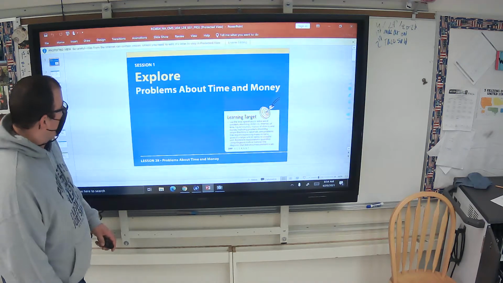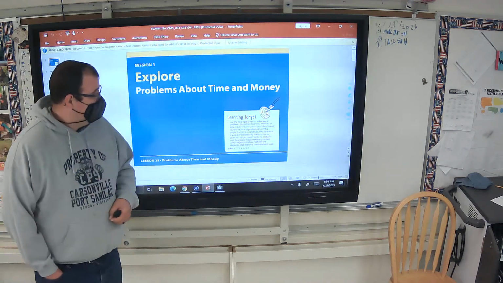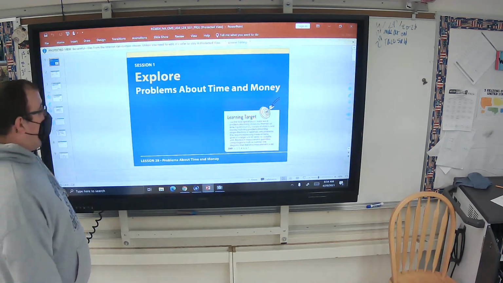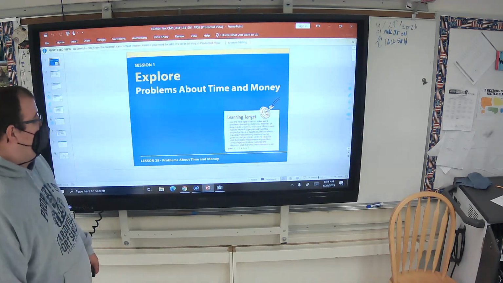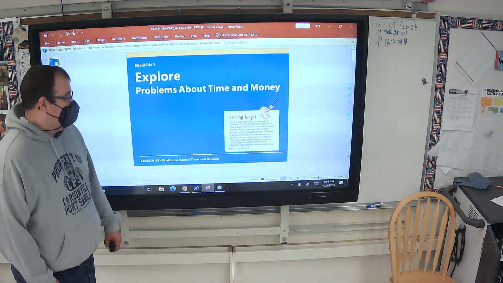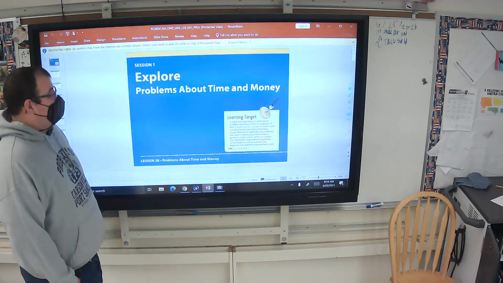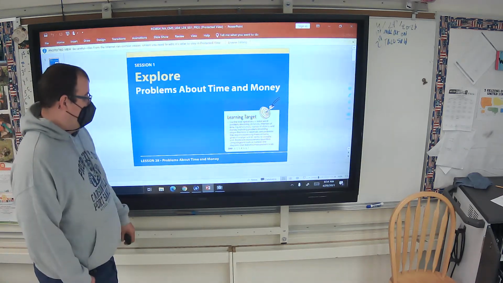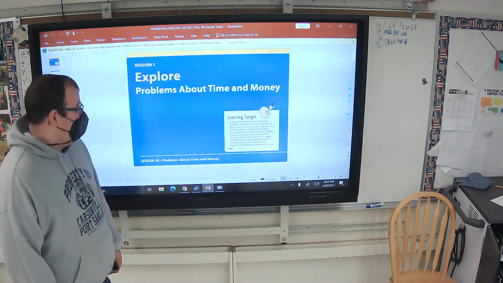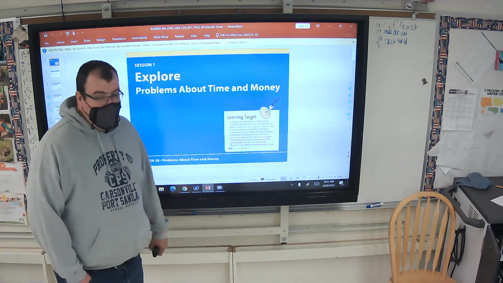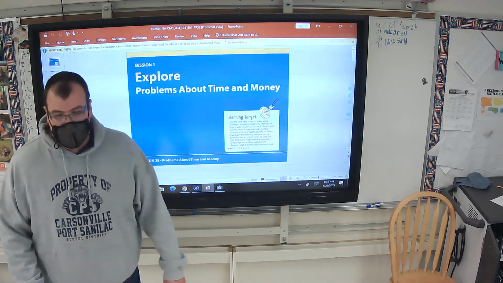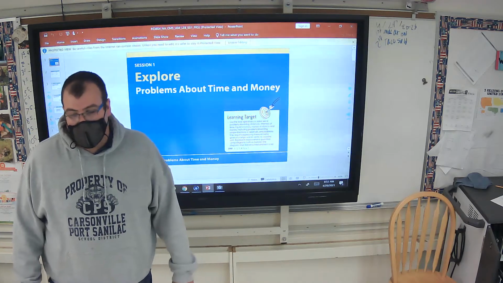So, our learning target is to use the four operations to solve word problems involving distance, intervals of time, liquid volumes, masses of objects, and money, including problems involving simple fractions or decimals and problems that require expressing measurements given in a larger unit in terms of a smaller unit. Represent measurement quantities using diagrams such as number lines, diagrams that feature measurement scale. Big, long words, right? More or less what they're saying is we're going to use decimals and fractions to answer questions about money and time.